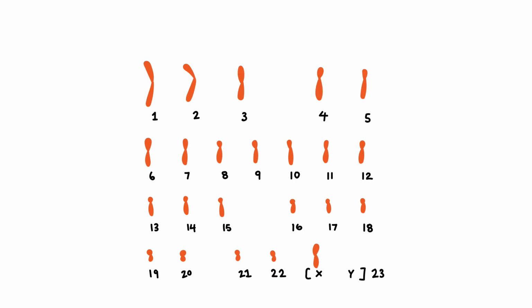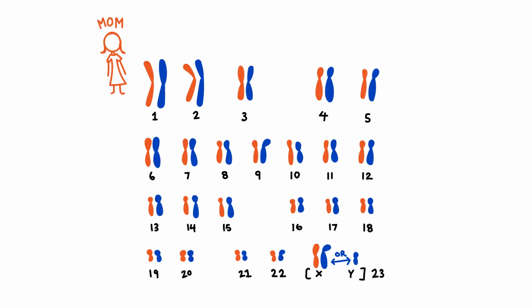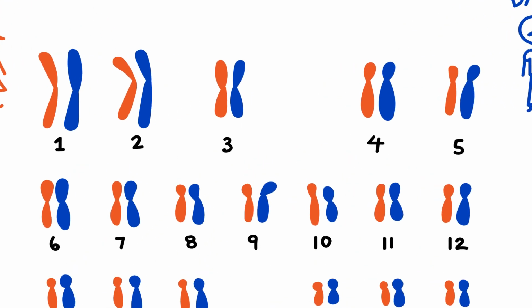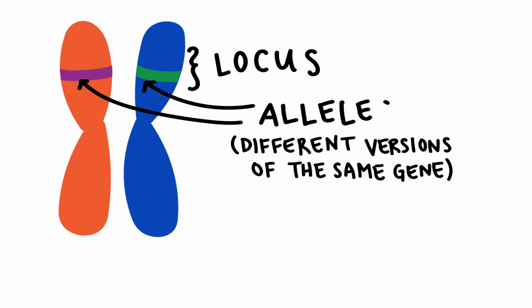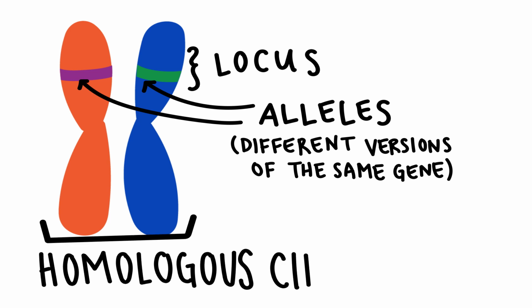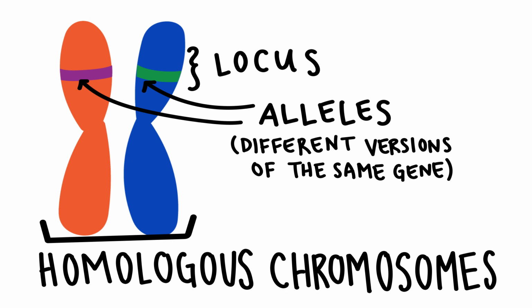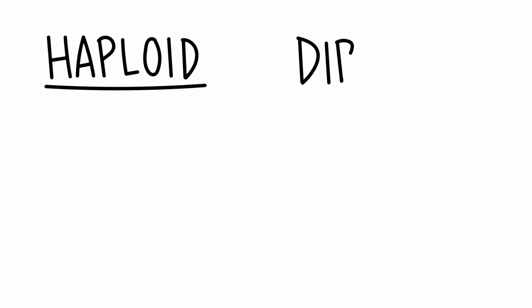You receive one set of 23 chromosomes from your mom and one set of 23 chromosomes from your dad. These chromosomes contain very similar sequences of DNA, but have different versions of the same gene located in the same spot, or locus, on the DNA. We call these different versions of the same genes alleles. Also, because these chromosomes are very similar but don't contain identical DNA sequences, we call them homologous chromosomes. Same, homo, relation, logos.